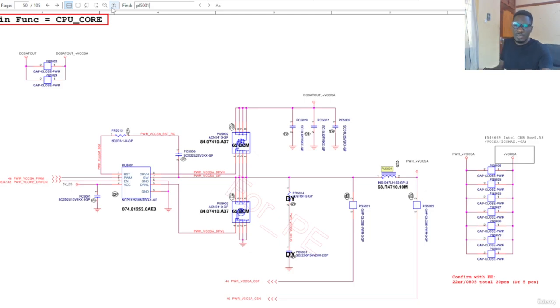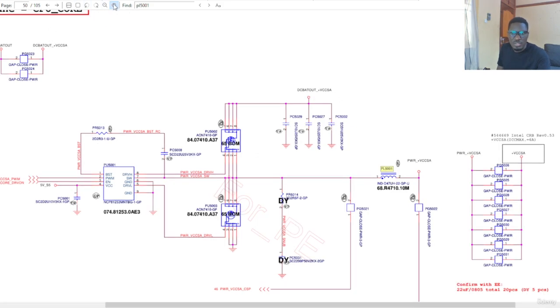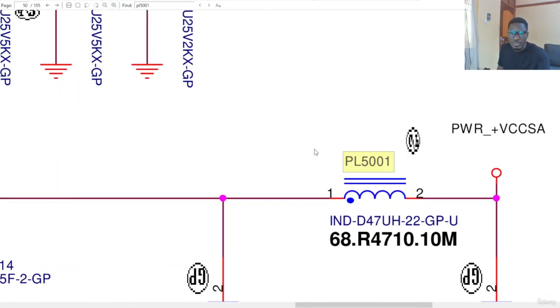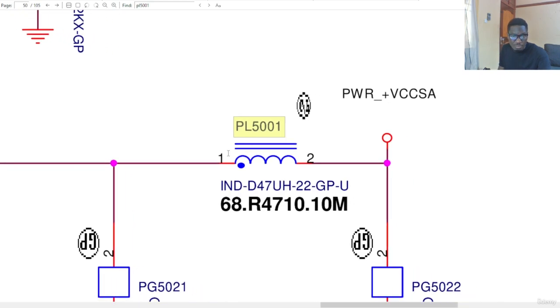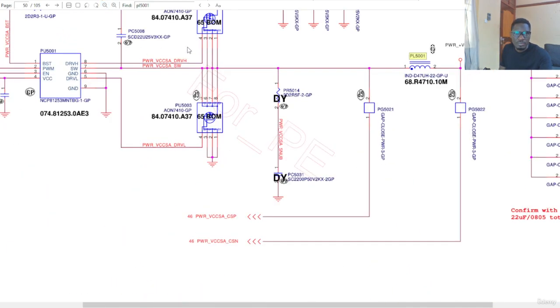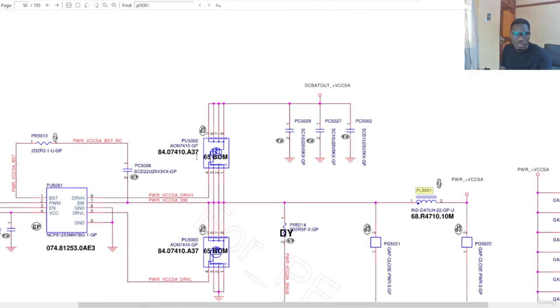PL5001. It's already here. It's highlighted. So when you zoom in on this chip, you see the shape. Remember, it was connected to PU5002. So this is the chip or the MOSFET near this coil.